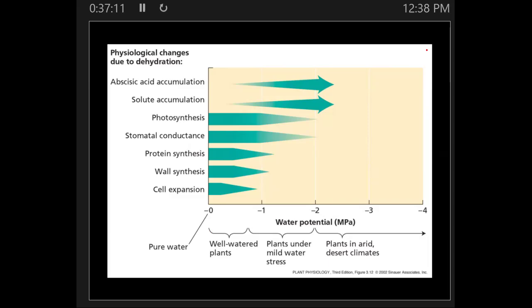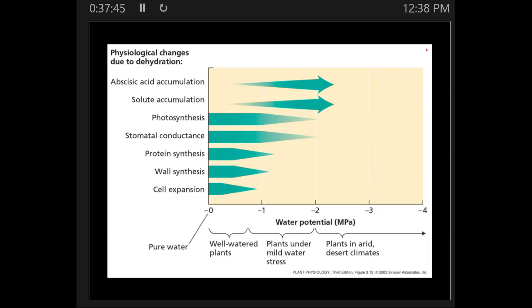A couple of other things on this image are the top two things being listed out there: abscisic acid accumulation and solute accumulation. So they're actually showing by the way it's drawn here that you get an increase in abscisic acid with more and more negative water potential. You get an increase in the amount of solutes with more and more negative water potential. And so hold that thought. We're going to come back to that idea.